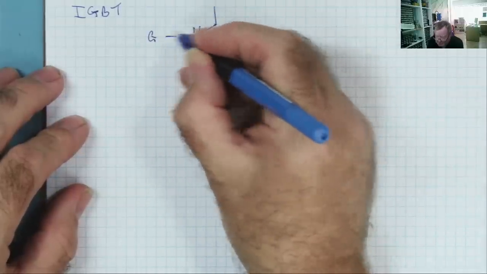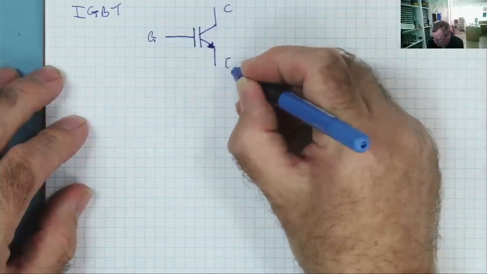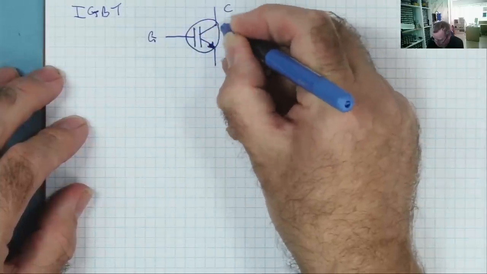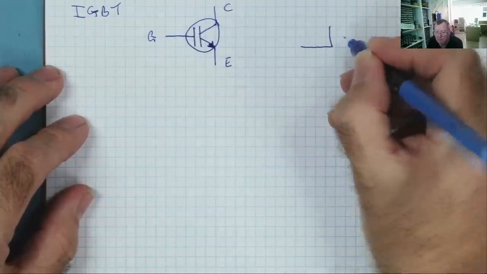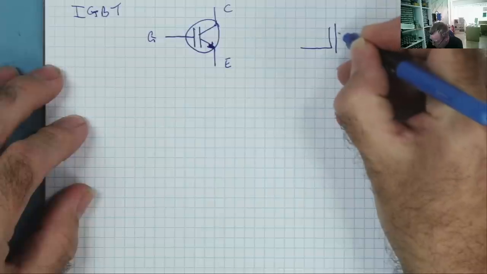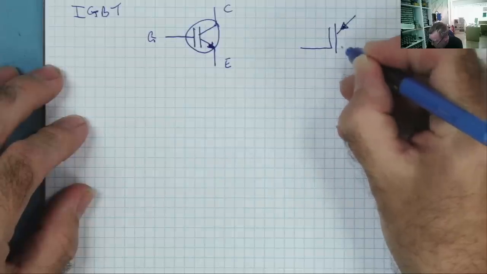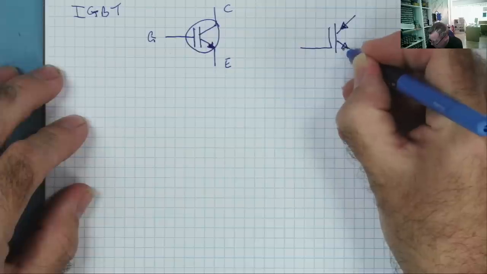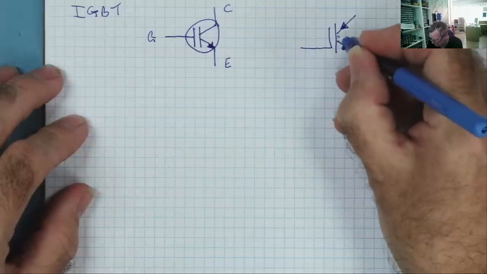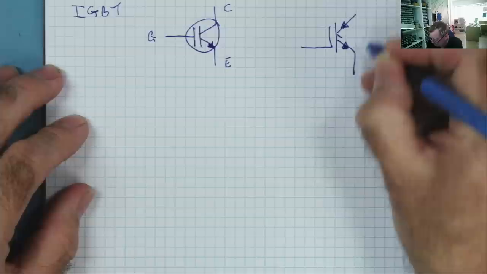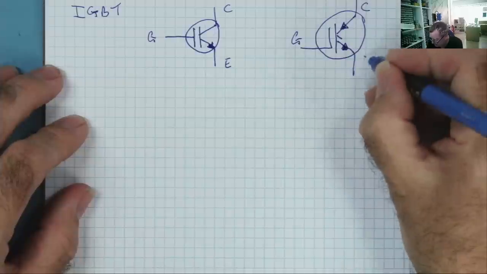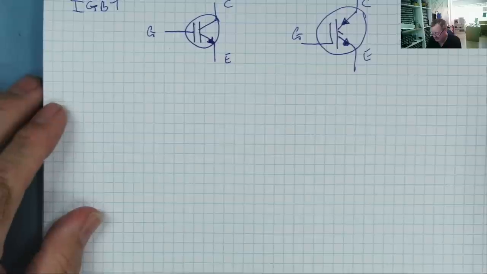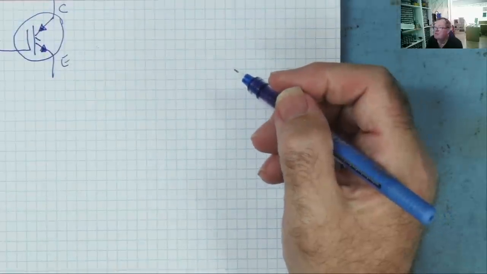And the terminals are called gate, collector, emitter, which emphasizes the fact this is a cross between a MOSFET and a bipolar transistor. There's another symbol you might see for the same components. I'll just show you this one. This one's more fiddly to draw, so I tend to draw the other one. Okay. And again, we have gate, collector, emitter. So that's the IGBT.